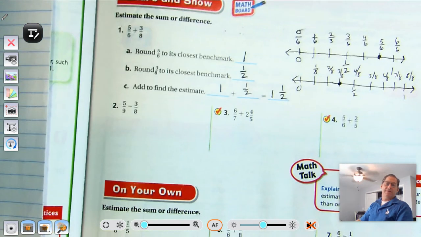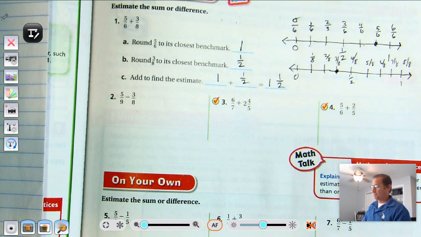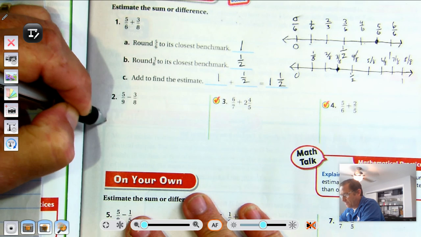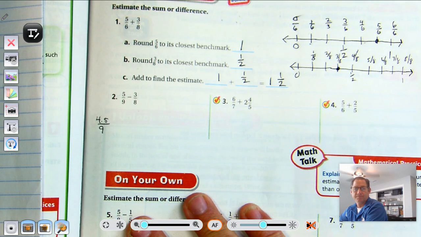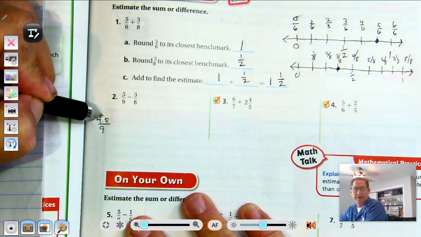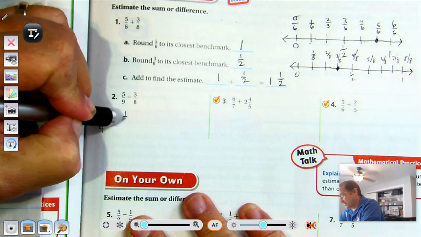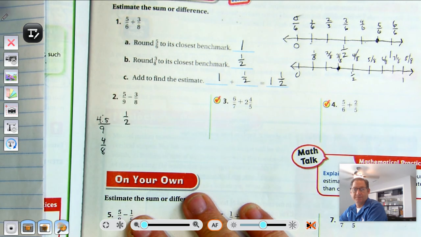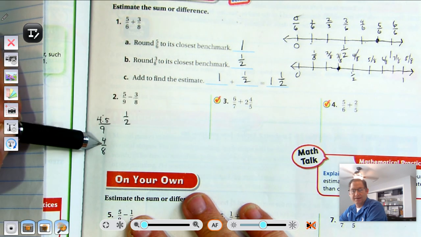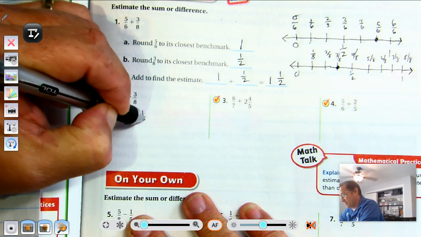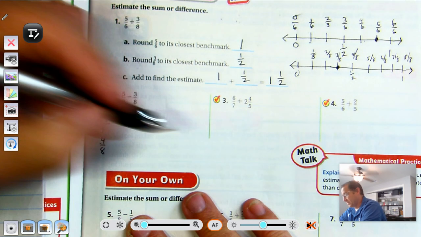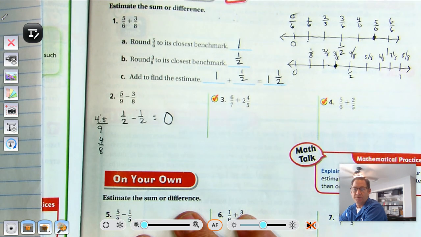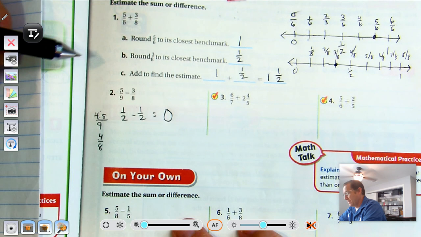All right. Now, number 2, 5/9. What's half of 9? Half of 9 is 4.5. So 5, that's pretty close to that, right? So I'm going to say 5/9 is close to 1/2. Half of 8 is 4/8. 3/8 is close to that. So I'm also going to make that 1/2. Oh, well, 1/2 take away 1/2 is 0. Okay, so 5/9 take away 3/8 is about 0.